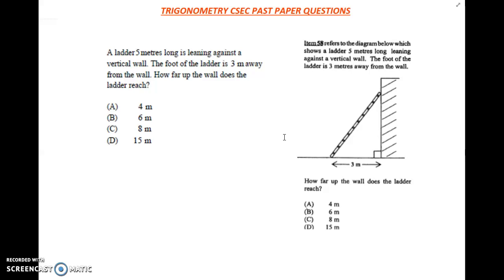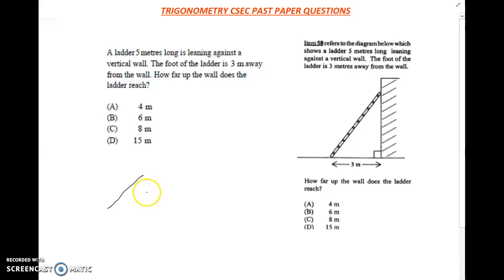So a ladder 5 meters long is leaning against a vertical wall. The foot of the ladder is 3 meters away from the wall. How far up the wall does the ladder reach? So this is the diagram here on the right hand side, but let's try and visualize it, try and draw it ourselves, right? Next thing you know, they really bring this question and leave out the diagram. So a ladder 5 meters long is leaning on a vertical wall. You need to envision in your head, think about it, you have a ladder leaning on a wall. Remember, a ladder is always leaning slanted on the wall, right?